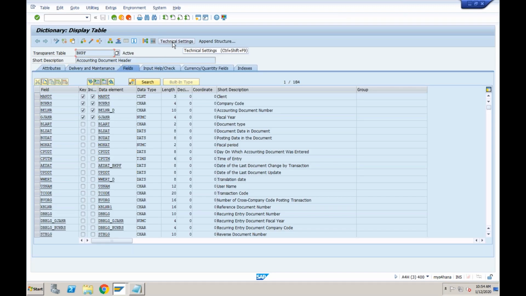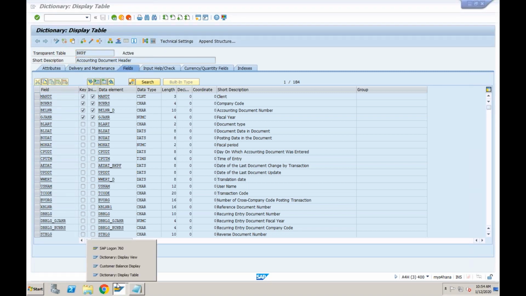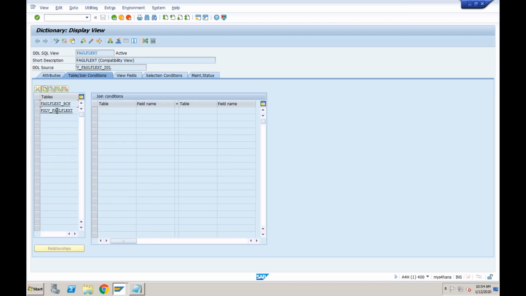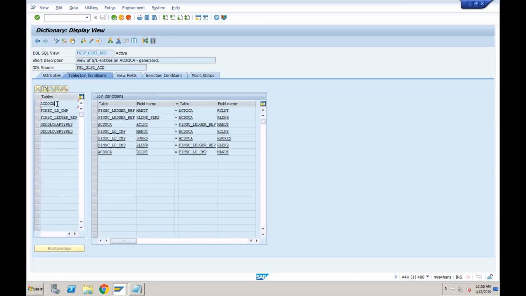It is giving you the option of technical settings, append structure, fields here. But if you go for this one, you can see it is not giving you the option of technical settings and all. Even here, instead of fields, it is showing you view fields. And here it will tell you from where the data will come. If you go to table and join conditions, you can see the data is coming from another view. Let's double click on this. It will go to various different views and ultimately you will find that the data is coming from ACDOCA.